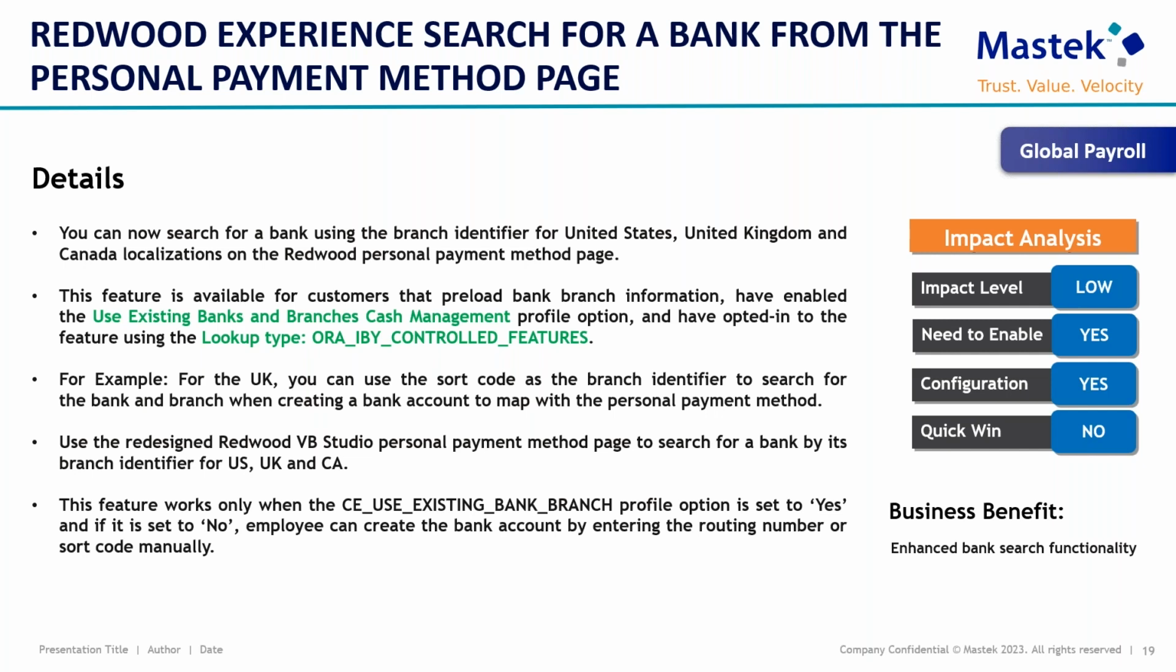But to take advantage of this particular feature, first of all, you will have to upload all the banks and bank branches into the system, enable the profile option highlighted here in green, and enable the lookup highlighted in green as well. By enabling these two, the system will be able to automatically search the bank and bank detail just by entering the shortcode. Keep in mind this feature is applicable for only US, UK and Canada region.